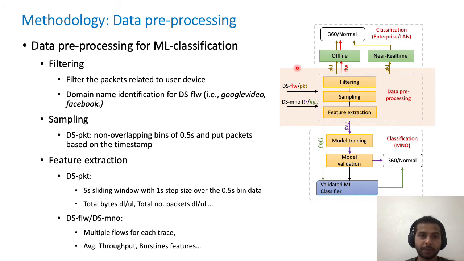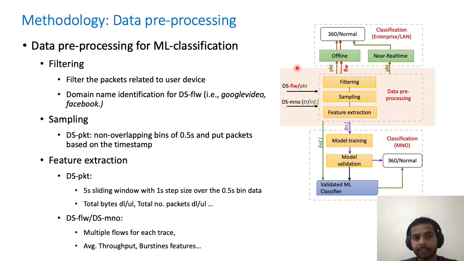In the filtering step, we filter the packets and flows related to the user device in terms of video streaming. And also for the flow level data, we use domain name identification to extract the flows related to the content platform using keywords such as Google Video, Facebook, and so on.